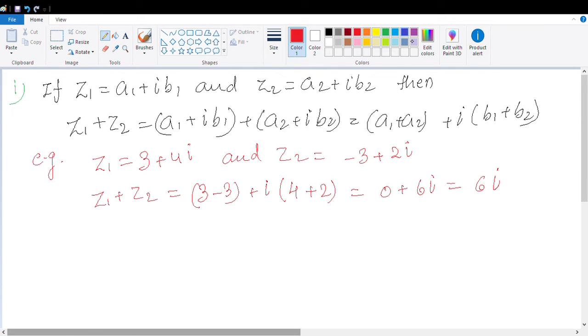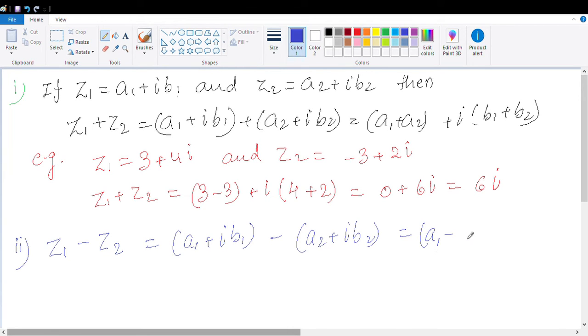Same, if you want to subtract two complex numbers z1 minus z2, it will be a1 plus ib1 minus a2 plus ib2, means a1 minus a2 plus i times b1 minus b2. Same like the addition, if you want to subtract two complex numbers, then simply subtract the real part with the real part and imaginary part with the imaginary part.